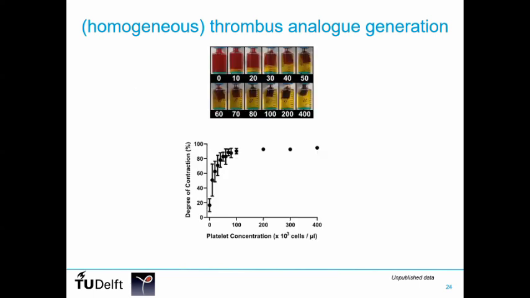Of course, we also did a ramp, increasing the platelet concentration from 0 to 400. You see the largest effect is between, say, 0 and 150, and that levels off at 200 if we look at the contractility here, and that means that at some point adding more platelets does not make the thrombus any smaller. Okay?